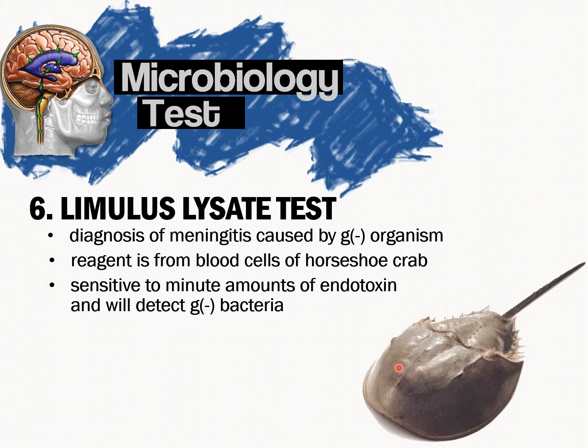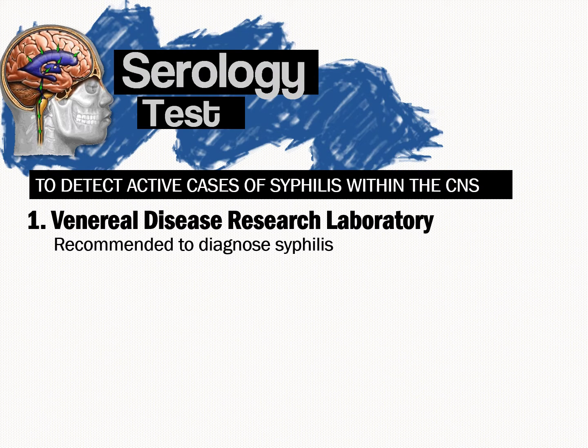The amoebocytes of this horseshoe crab contain a copper complex that gives them a blue color. This test is sensitive to minute amounts of endotoxin and will detect all gram-negative bacteria. The endotoxin found in the cell walls of gram-negative bacteria will coagulate the amoebocyte lysate within 1 hour of incubation at 37 degrees Celsius. The last section in our study of CSF analysis is the serologic test.